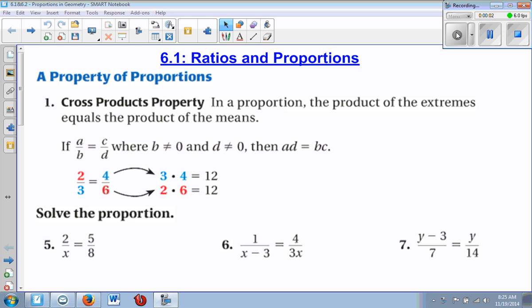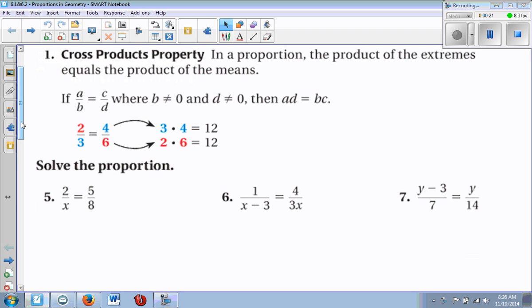Today's lesson is the start of our similarity unit. Throughout this entire unit, we're going to use these things that you learned about in Algebra 1 called proportions. A proportion is when you have two ratios, which are fractions, set equal to each other. In Algebra 1 last year, you learned how to solve a proportion using what is called cross products. In middle school, your teacher probably called it cross multiply and divide.